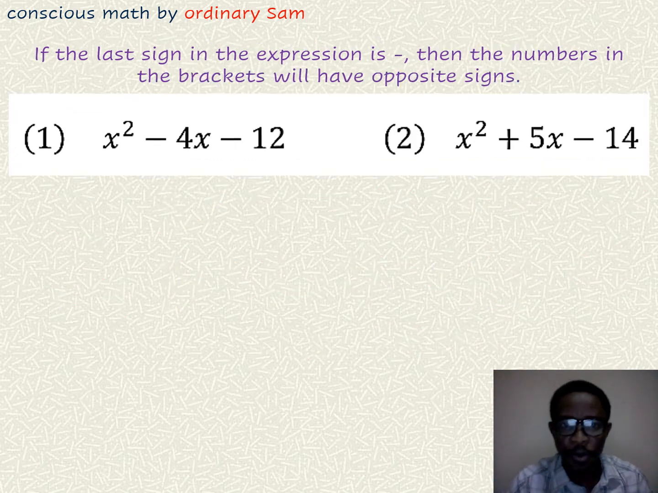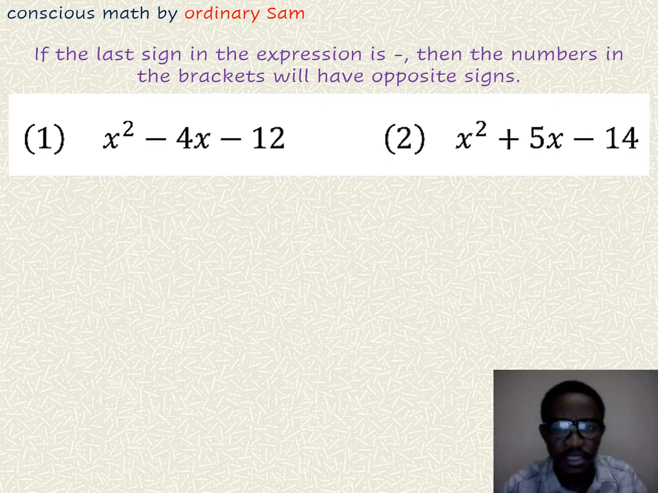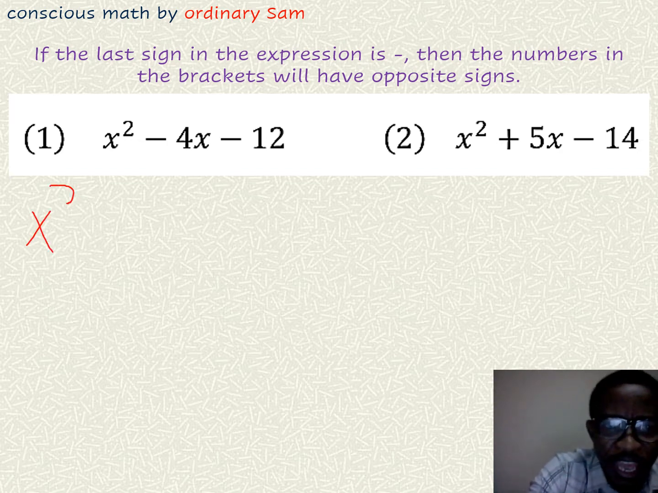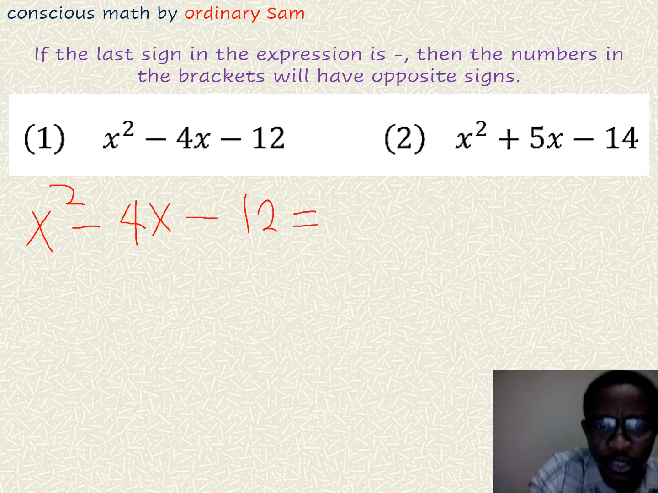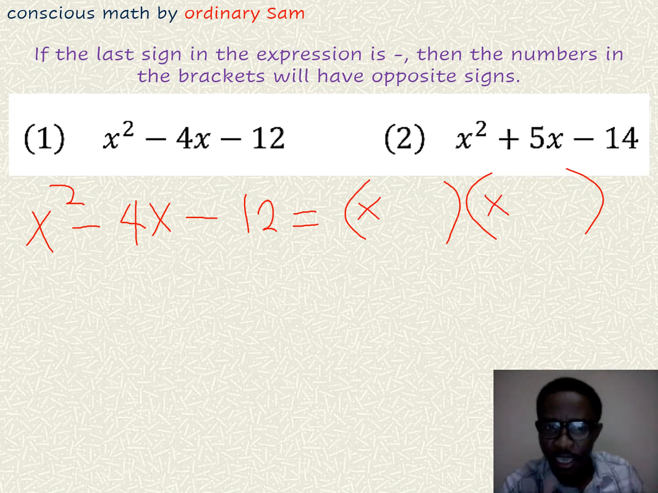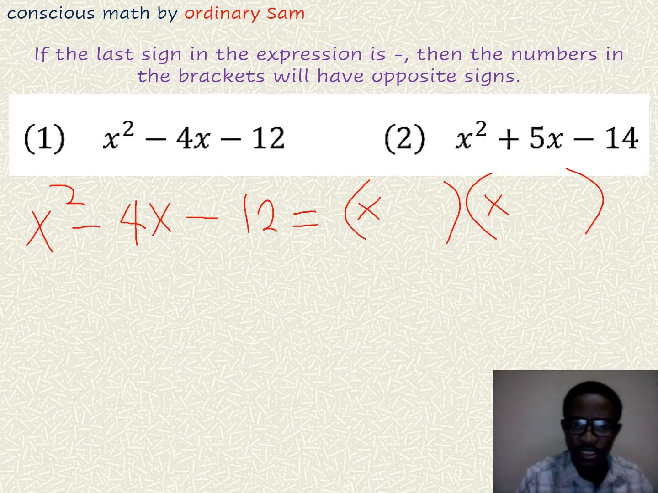Now, let's move to the second part. Here, if the last sign in the expression is minus, then the numbers in the brackets will have opposite signs. Think about that. So let's start. X squared minus 4x minus 12 is equal to this bracket and that bracket. The variable is x and x. The last term is a minus. So the brackets should have opposite signs.